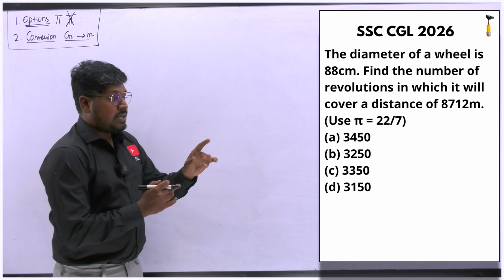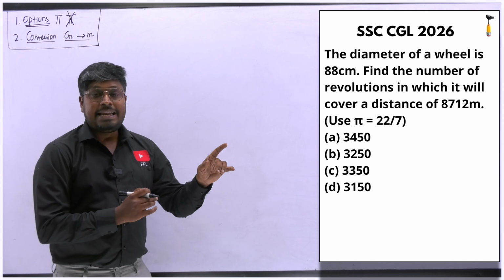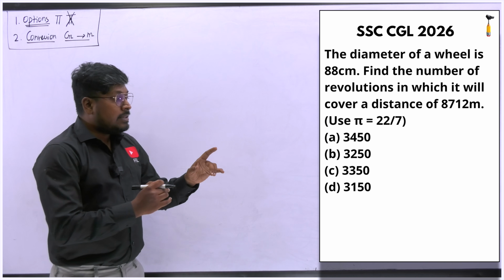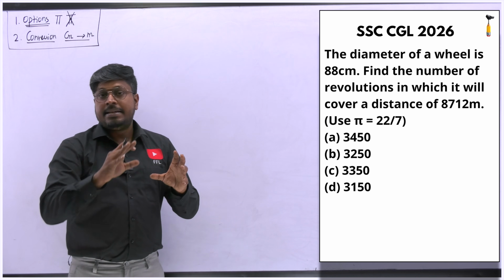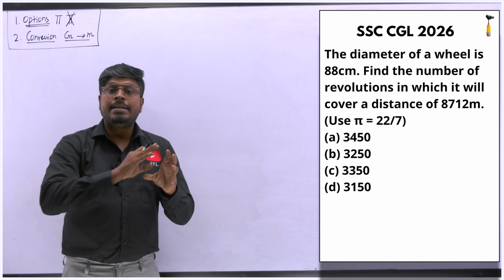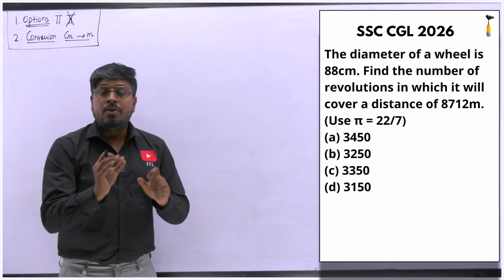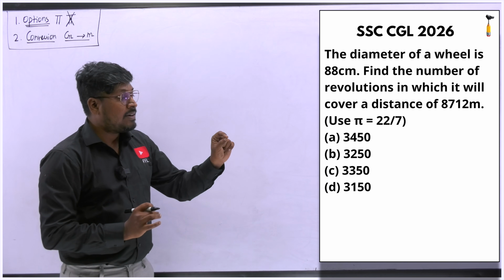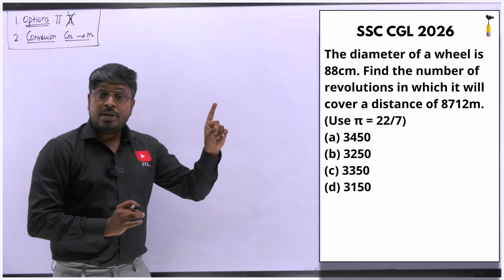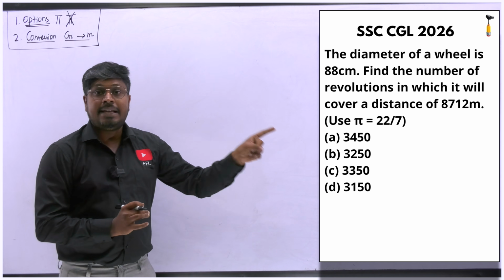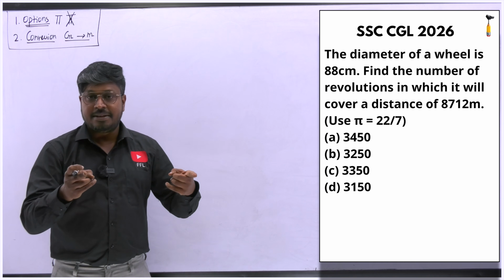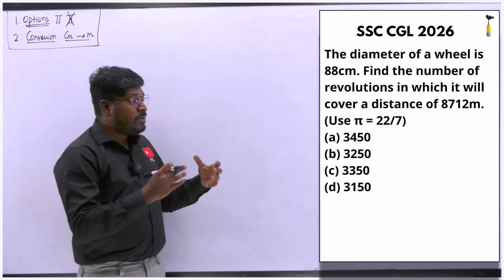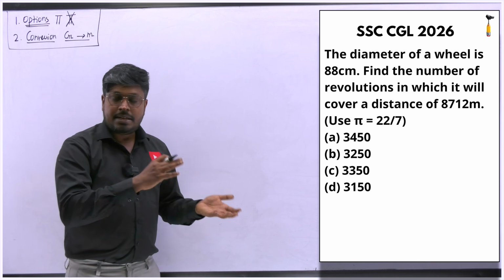Here according to the question, the diameter of the wheel is 88 centimeter and the number of revolutions we need to find is, for this 88 centimeter roller, how many times it rolls in order to cover 8,712 meter. So the value of diameter is in centimeter, and here the total distance covered is in terms of meter. Got it? So try to convert into any one unit, either centimeter or meter.